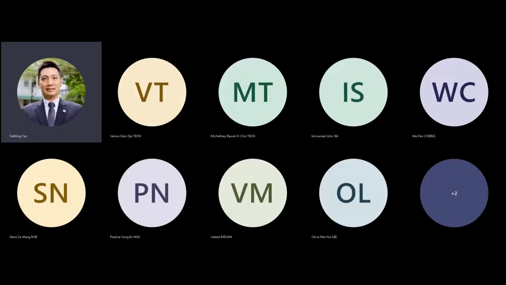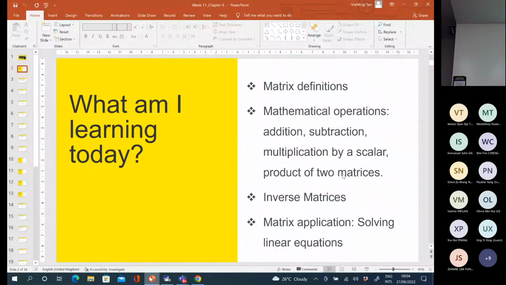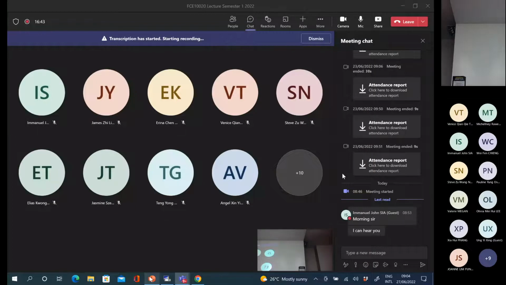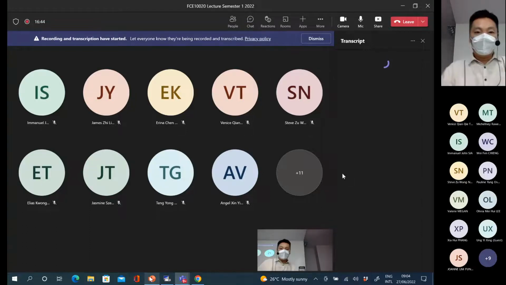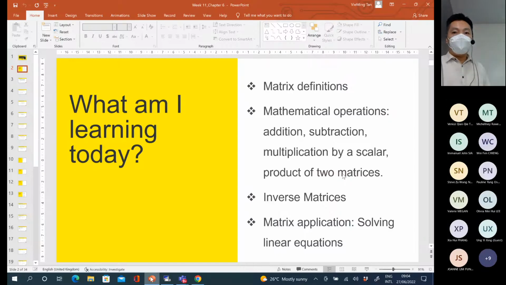Okay, first we are going to learn what is the meaning of matrix. Then after that, we'll learn some basic operations that involve matrix, involve the operation of plus, minus, multiplication activities. Then we'll also learn what is the meaning of inverse matrix, followed by solving the simultaneous equation using the matrix concept. So these are the subchapters that we are going to cover for chapter number 6. Let us proceed to the next slide.